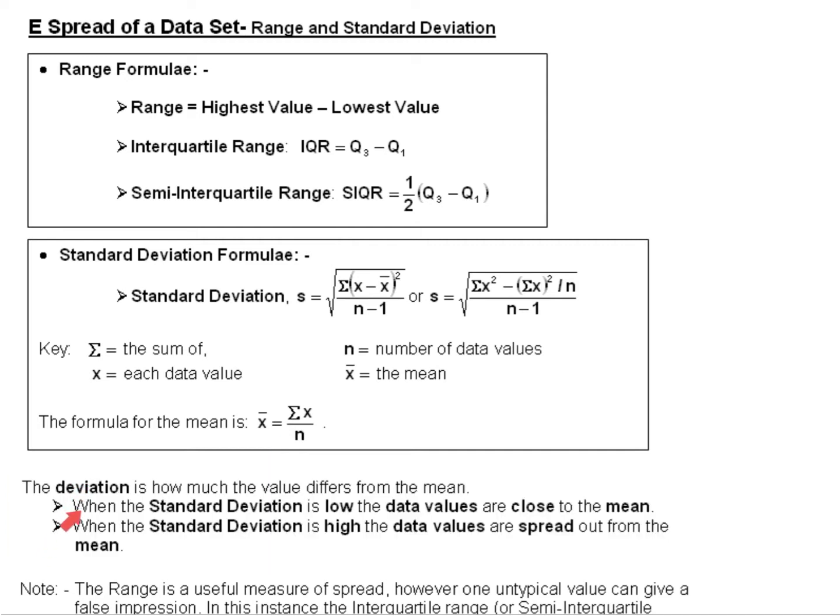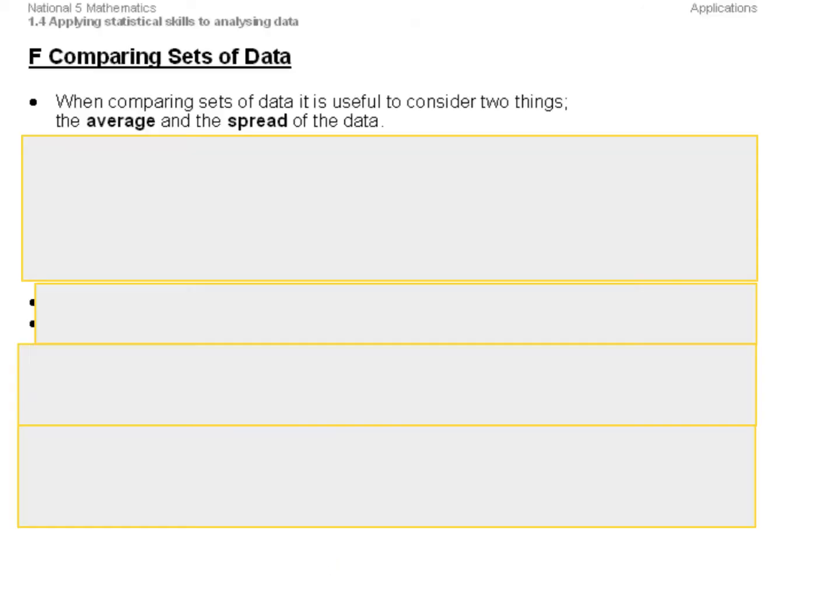Now our standard deviation is another way of looking at how spread out the values are. Our range formulas are about how spread out our values are, and so is the standard deviation. Now the standard deviation goes along with the mean, whereas these ones up here went with the median. When the standard deviation is low, the data values are close to the mean, and when the standard deviation is high, the data values are spread out from the mean. So when we compare data sets, it's important that we consider two things: the average for the data and the spread of the data as well.